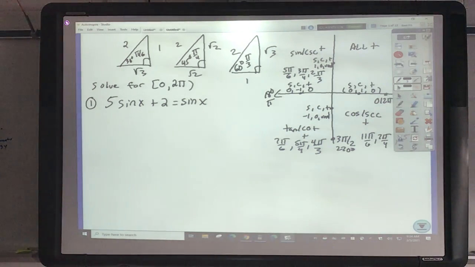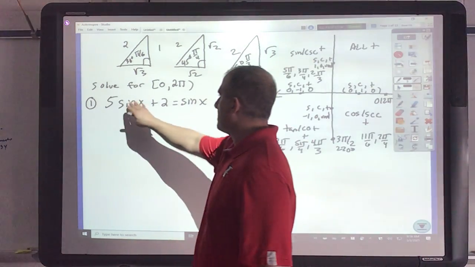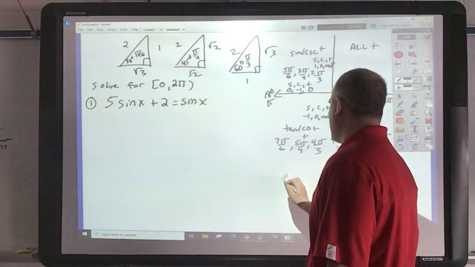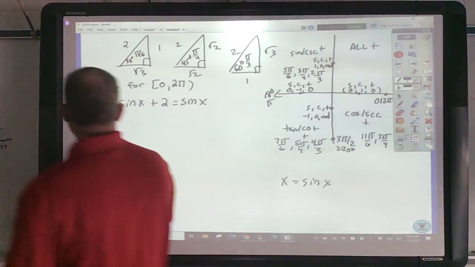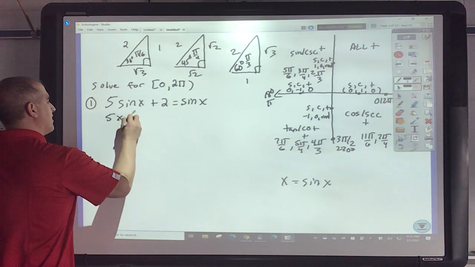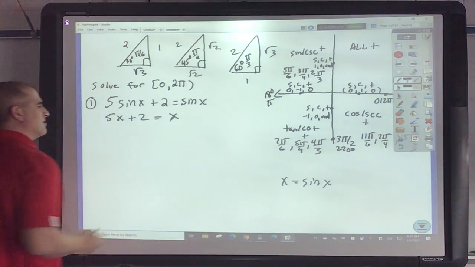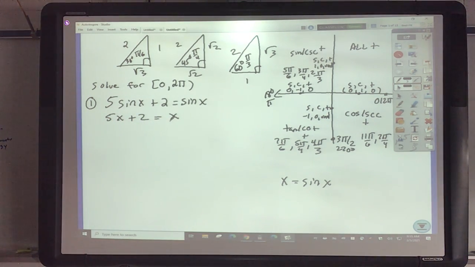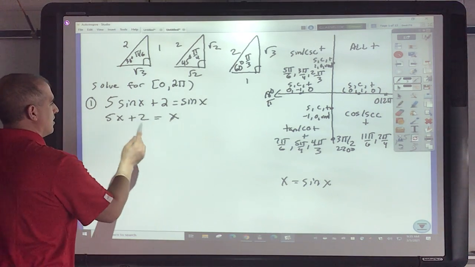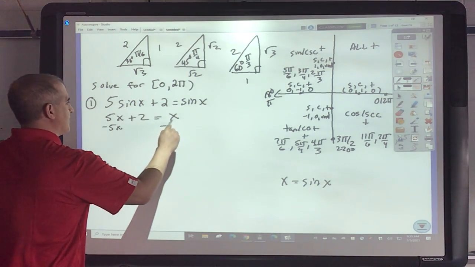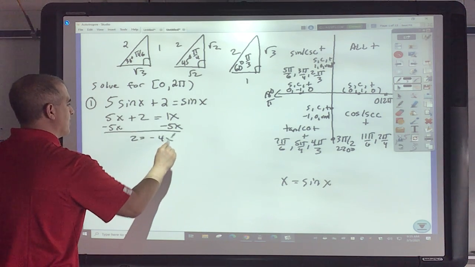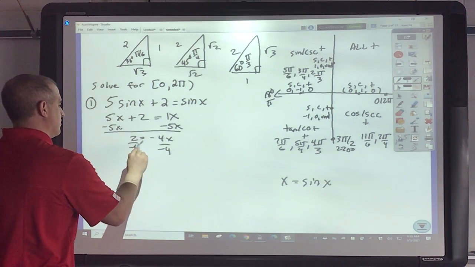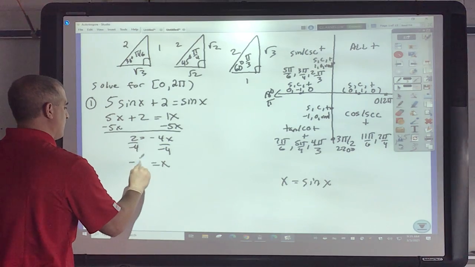Now, sometimes it might be easier that instead of using sine of x, I'm going to use x. I'm going to substitute x for sine of x. So if I rewrite the equation, that's going to be 5x plus 2 equals x. And someone's like, Mr. Evans, that's really easy. I can solve that one. So I would subtract 5x. That's a 1. That's 2 equals negative 4x. Then divide by negative 4. So x equals negative 1/2.